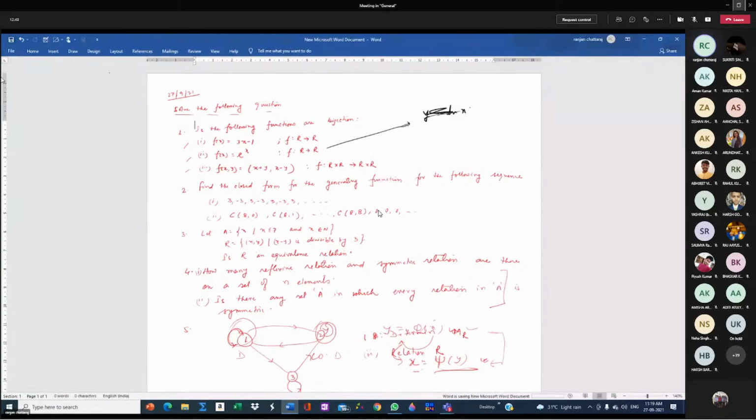Because if y equals e to the power x, then x is equal to log y. And it is from R to R. That means y assumes the values of R, and if y assumes negative values or 0, then it is not possible.